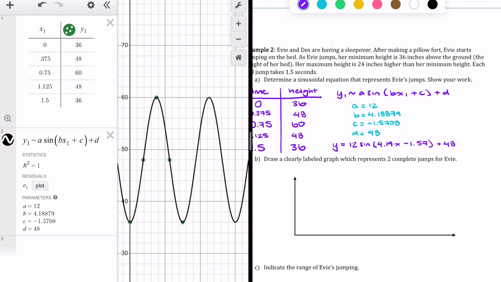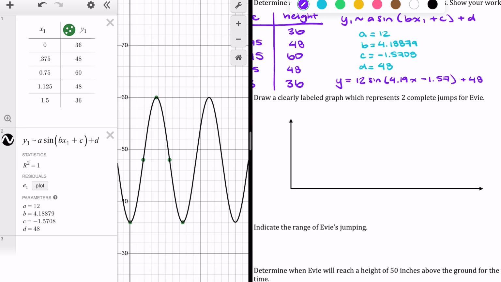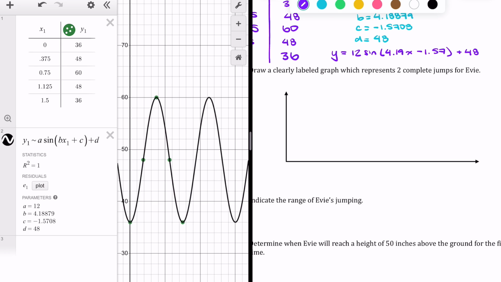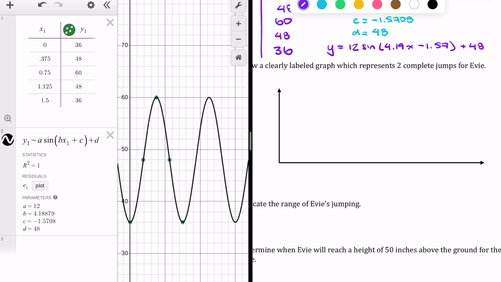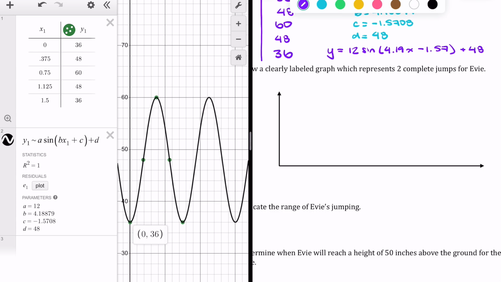All right, I want you to pause the video and draw that clearly labeled graph. And when I do that, I'm drawing from time of 0 to time of, oh, sorry, not 36, time of 3. Okay.